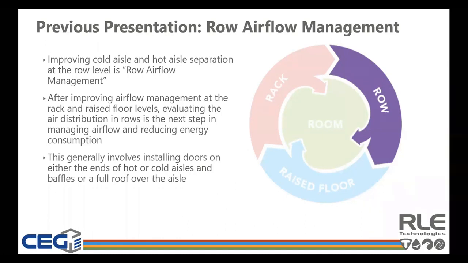And that's why we talk about a best practice for implementing aisle end doors and potentially capping or using an angled baffle for cold aisle containment, or panels that go directly up, or chimneys in hot aisle containment. So those were the best practices around row airflow management.